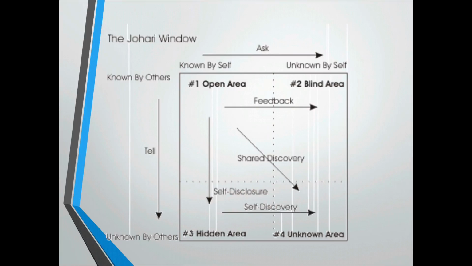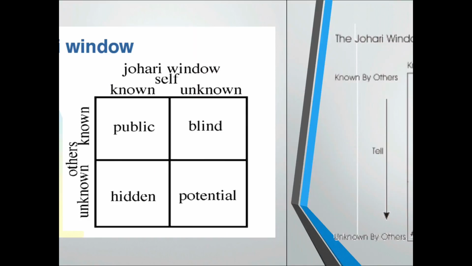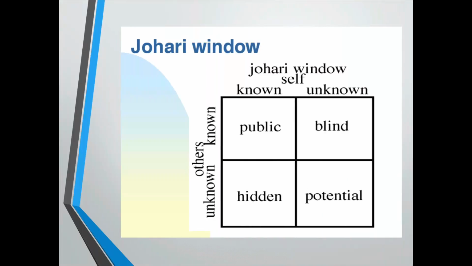So here are the four things required to improve the open area of a person, because that would be the primary goal of an objective, or sometimes of an individual as well. Number one, feedback; number two, self-disclosure; number three, self-discovery; and the most important, shared discovery. So here are the four windows described in the Johari window model.